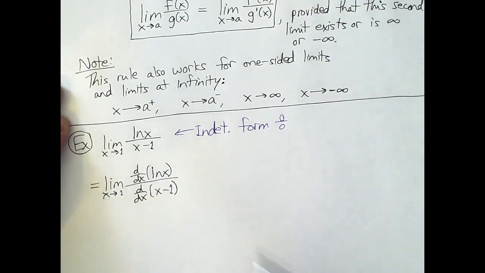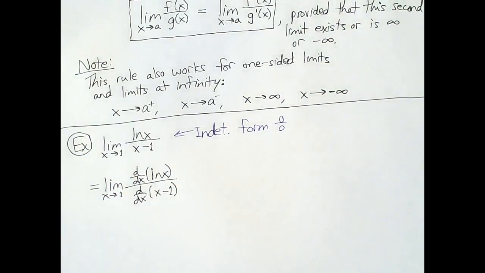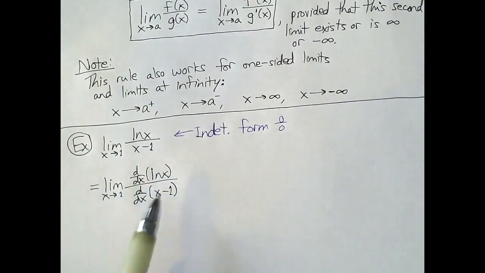Now, when you take the derivative of the top and the derivative of the bottom, that changes the function. Like ln x over x minus 1 is different from this function now, right? So as functions, they are not equal to each other. But as limits, they are. The limit of this equals the limit of this.